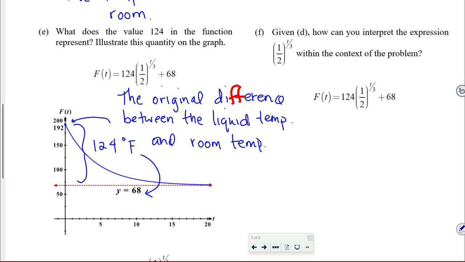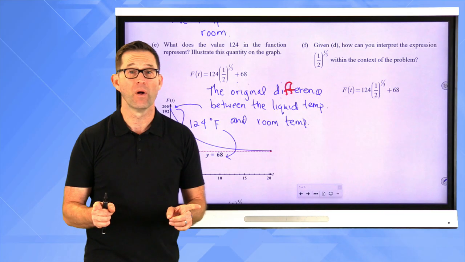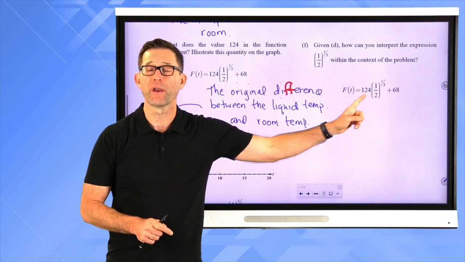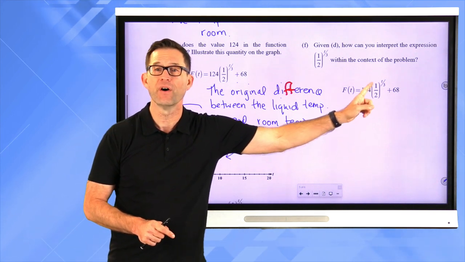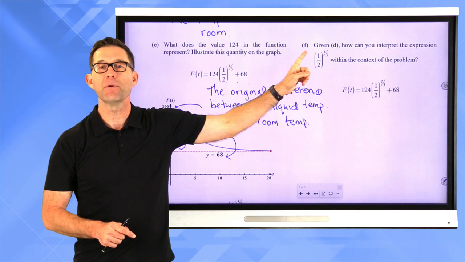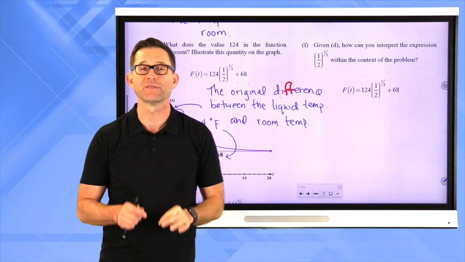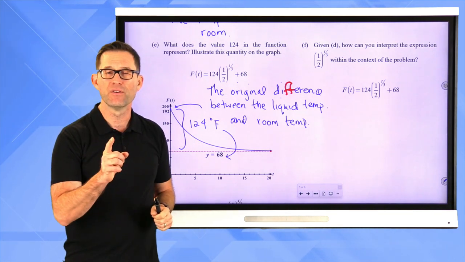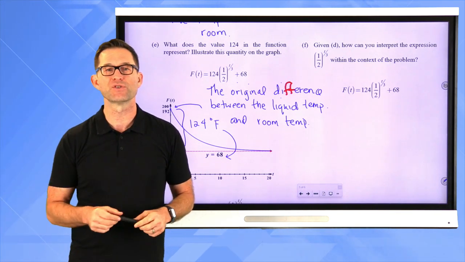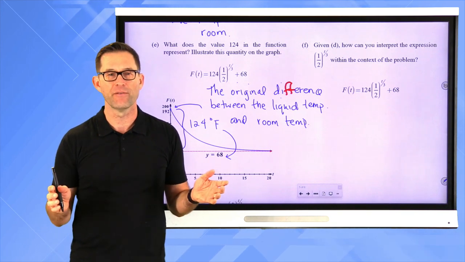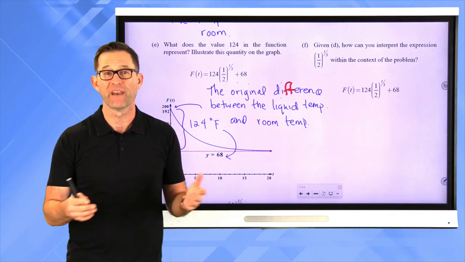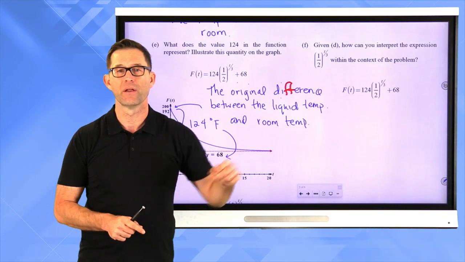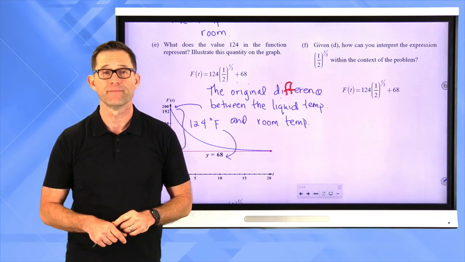Given letter D, how can you interpret the expression 1/2 to the t divided by 3 within the context of the problem? Cool, right? So now we're taking this 124 and we're multiplying it by 1/2 to the t over 3. And keep in mind that the t represents the number of minutes that the liquid has been cooling. So what I'd like you to do is think about this, and I'm really hoping you saw our lesson on half-life and radioactive decay, because that's going to help you a lot here. Pause the video now.